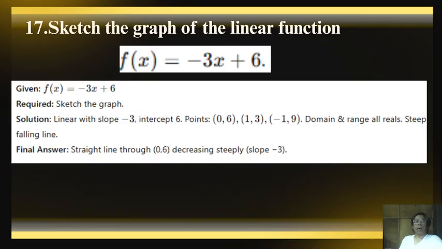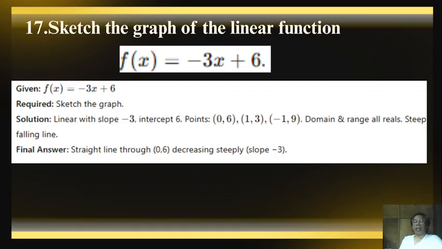So our points are 0, 6; 1, 3; negative 1, 9. How did we get 0, 6? Substitute 0 in the equation and you will be getting 6. That's why you have 0, 6. The same with point 1, 3. Substitute our x coordinate, or the abscissa, 1, in our given equation and you will get the value 3, which is our y coordinate, or the ordinate. And then negative 1, 9.